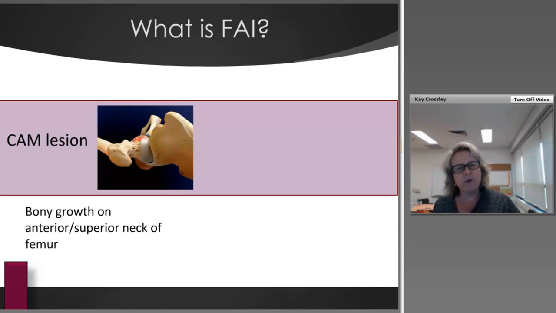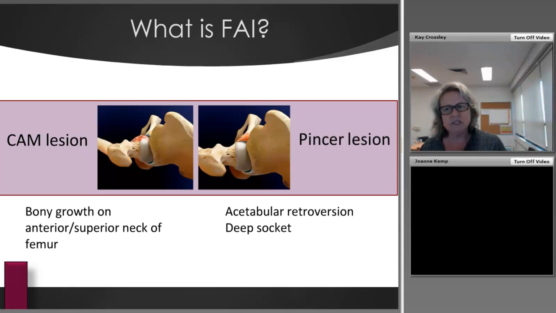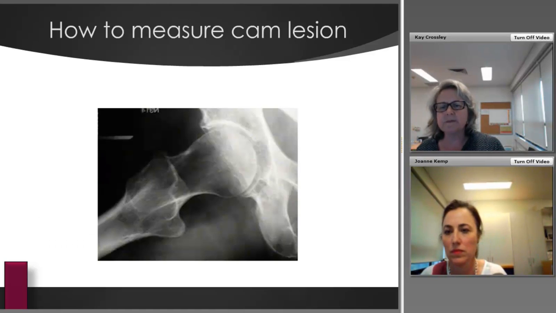Femoro-acetabular impingement occurs when we have a bony lesion in the hip joint, and as a person goes into flexion and internal rotation activities, that bony lesion can cause impingement within the hip. The bony lesion can either be on the femur, which is known as a cam lesion, which is a bony growth on the anterior superior neck of the femur, or it can be a pincer lesion, which occurs on the acetabulum. And this talk today will focus on cam lesions because we know there's much more evidence around the relationship between cam lesions and osteoarthritis.